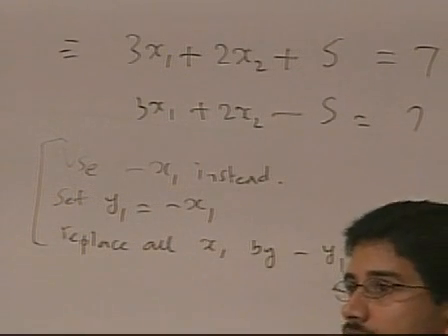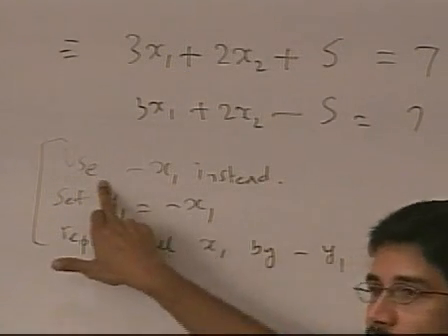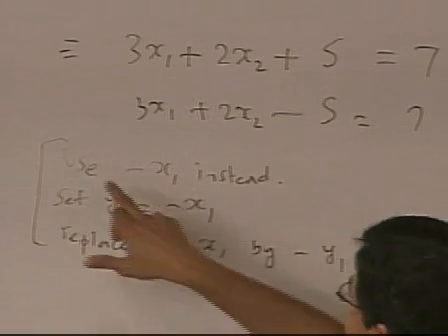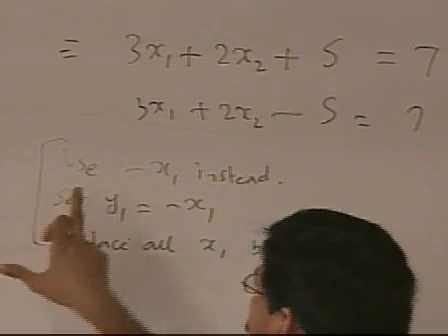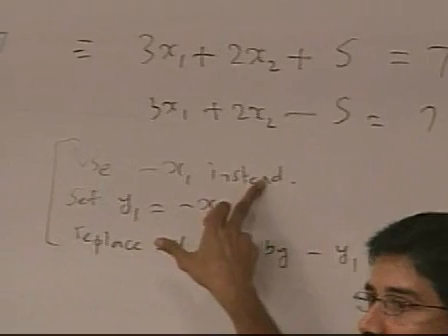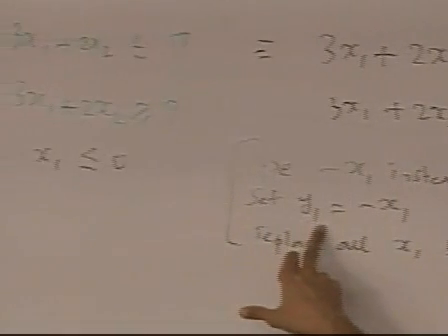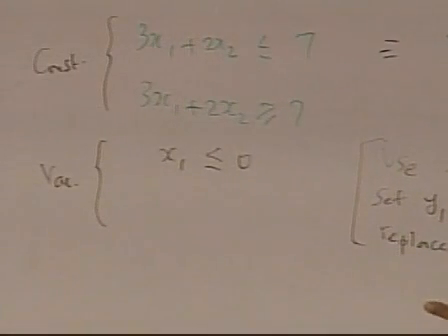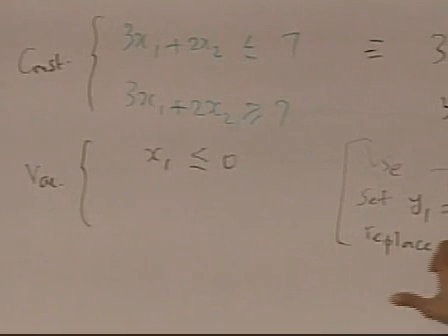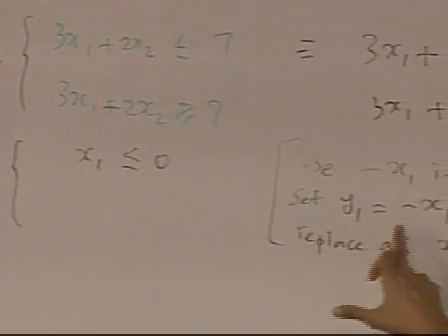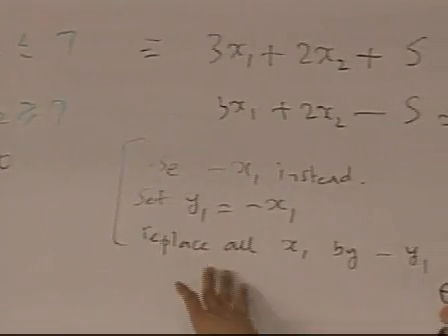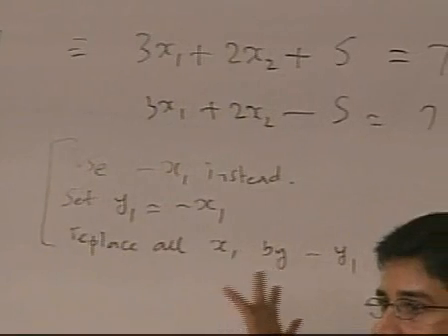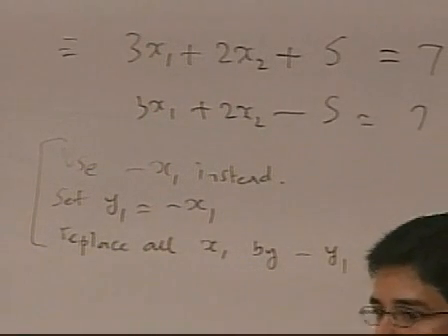Yes? I can't read the top line. Yeah, okay. So let me read it out, and sorry for the small writing. Whenever you have a variable restricted to be non-positive, use its negation, meaning use a new variable which is non-negative. So I set y1 equals negative x1. So y1 would now be restricted to be non-negative, which is what we want. And wherever x1 appears, use minus y1.